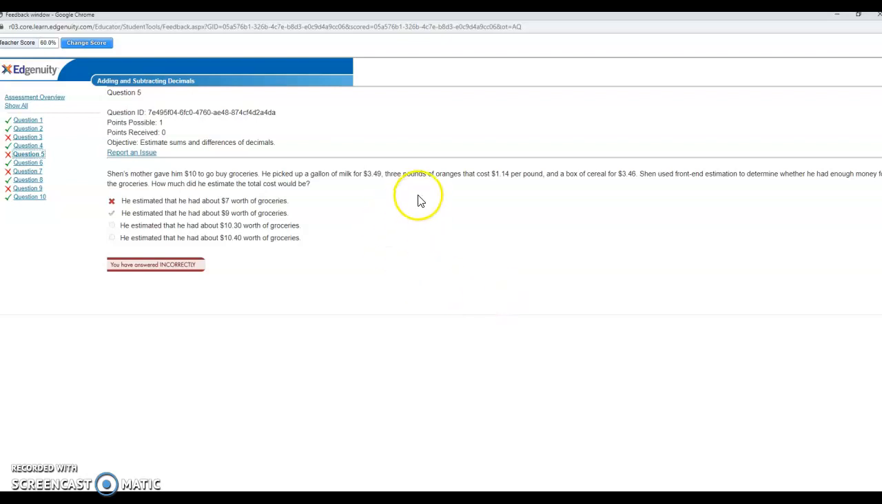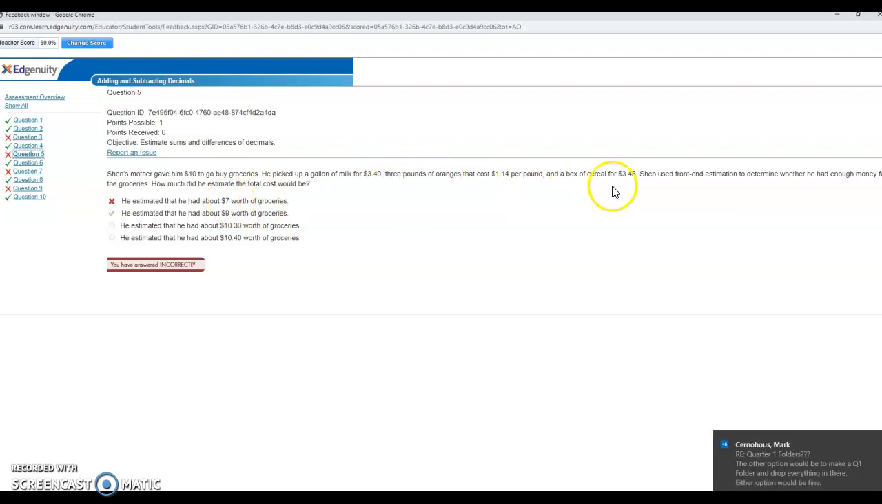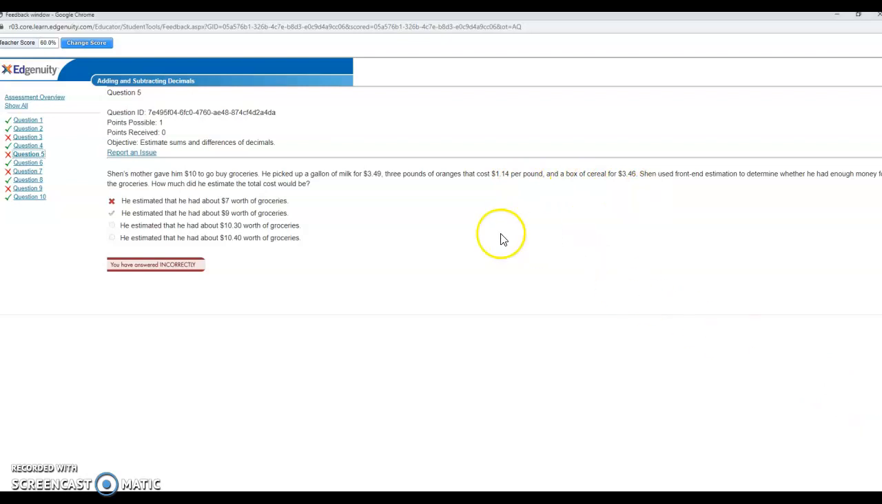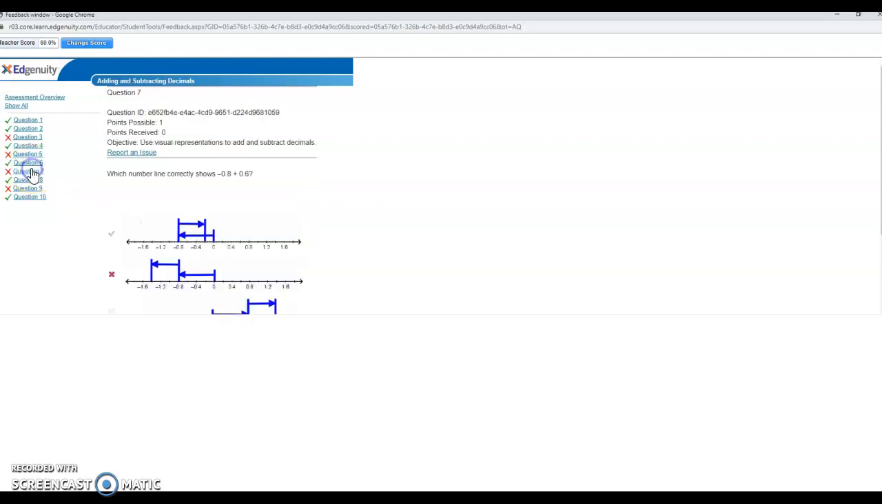So here, this one's kind of weird. I don't like any of these answers. I would say $8 would probably be the best answer, because if we use front-end estimation to add up all these, it's going to be a little over $8. So I would say $9 would be a little bit closer than that. It's just closer to 9 than it is to 7.